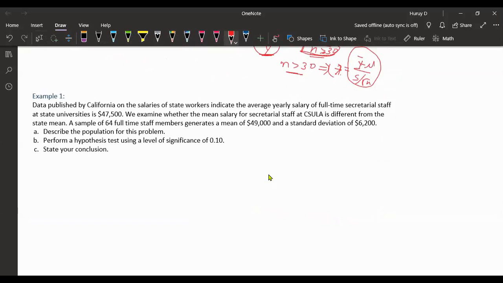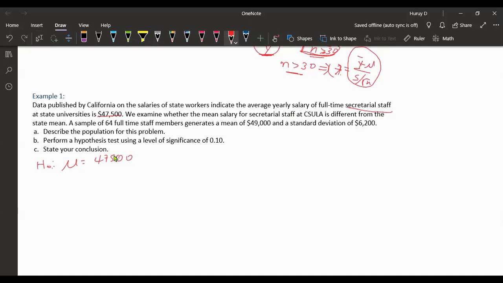So this is about the salary of secretarial staff in California State Universities. The average salary is given by this one. So here I will put the given values. Mu equals $47,500. So this is my H sub naught.